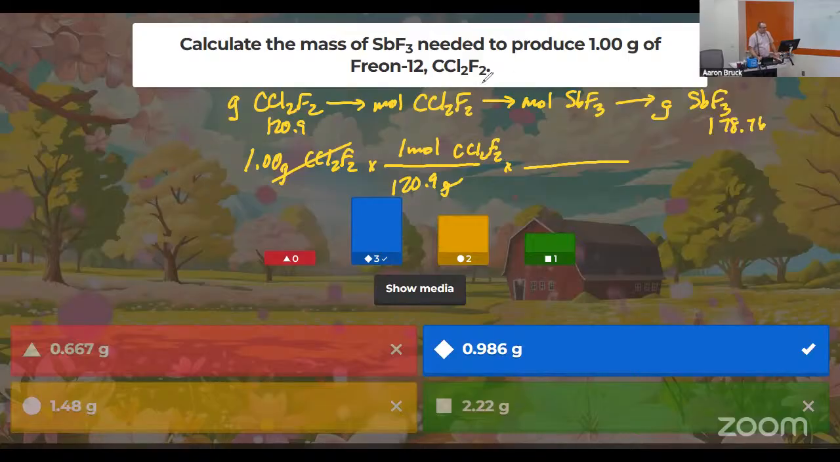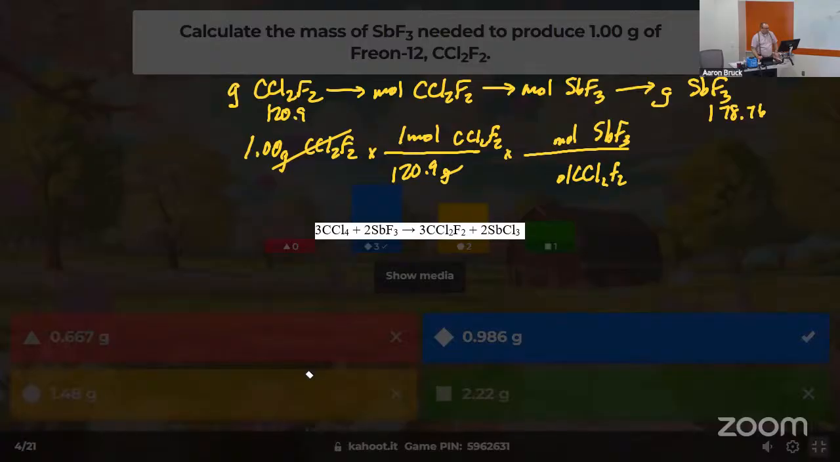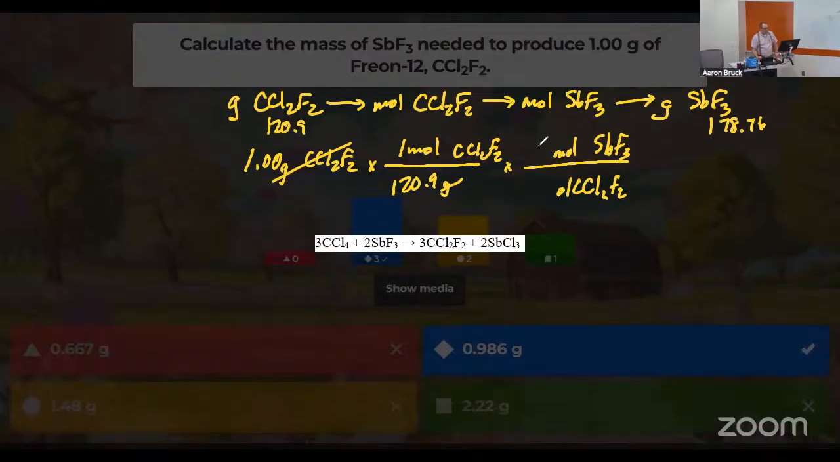My next step was to convert the moles of the Freon into moles of the antimony trifluoride. Now that was not a 1-to-1 ratio. Probably one of the most common mistakes students make is just assuming that it is. I got to pull the numbers off of the balanced chemical equation. The balanced chemical equation shows me that it is a 3-to-2 ratio. So 2 antimony to 3 Freon.